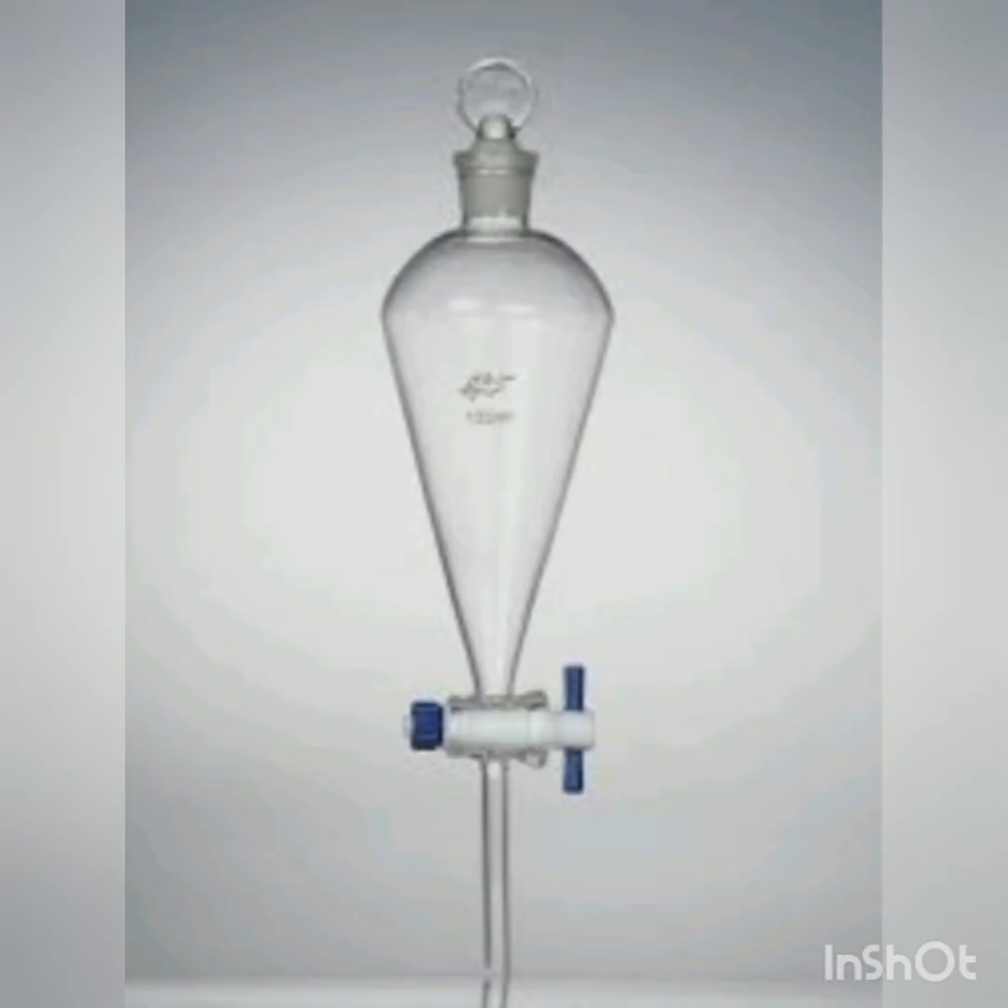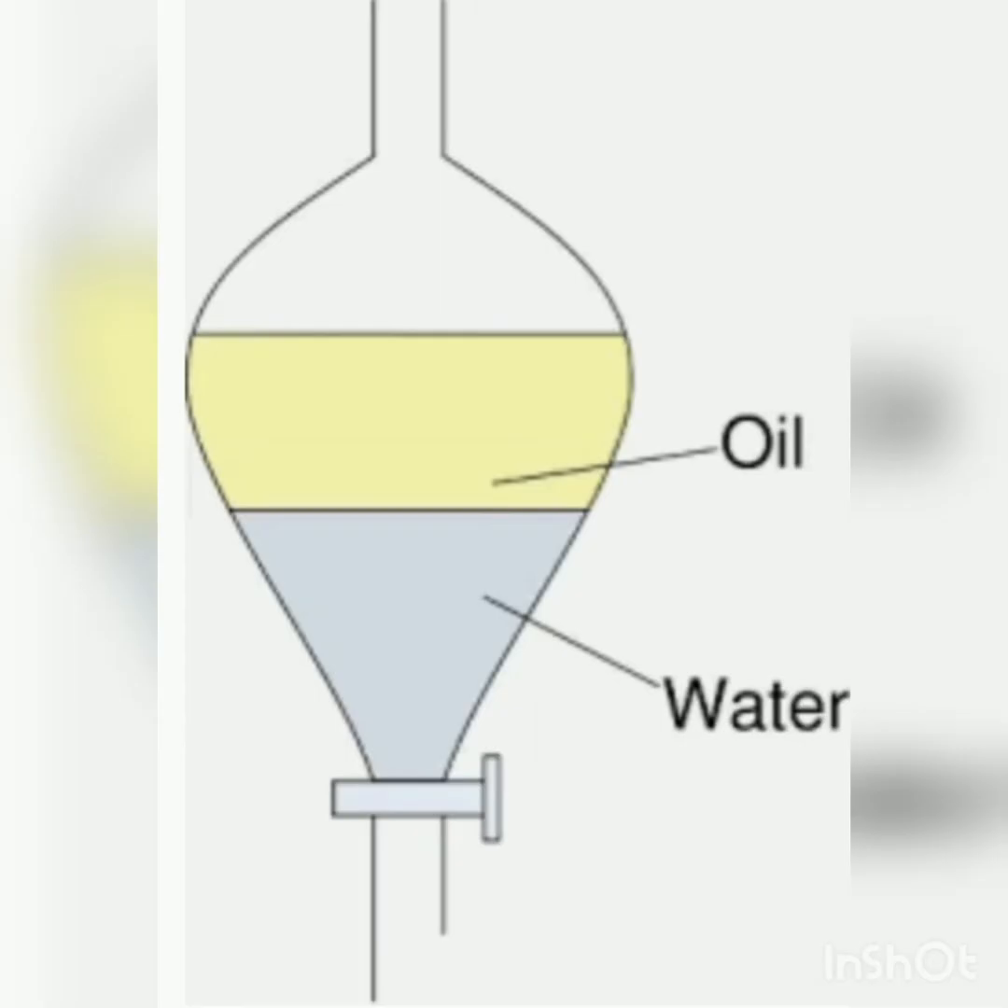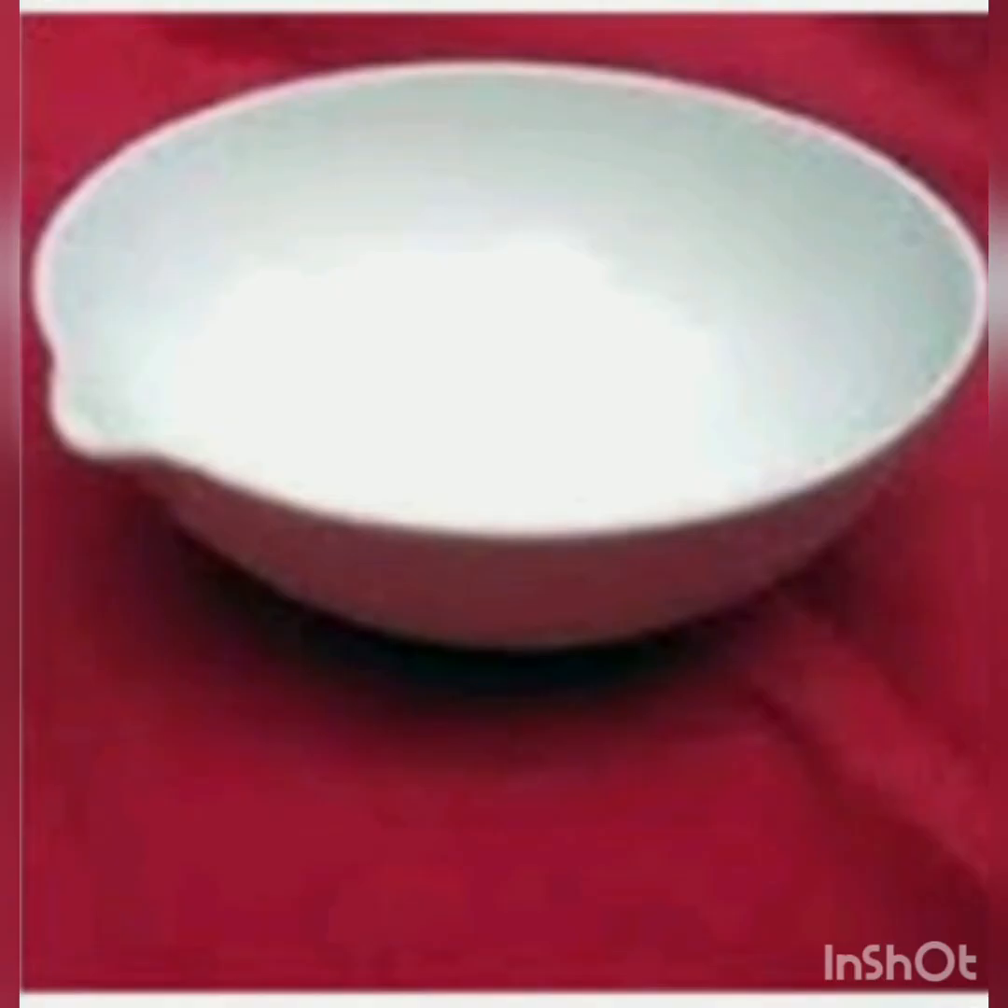Next is the separating funnel, which is used to separate immiscible liquids. It is made up of glass. It has a stopper at the top and stopcock at the bottom. It is used to separate two liquids of different densities. Next is the china dish. China dish is a shallow bowl made of porcelain. It is used to evaporate liquids.